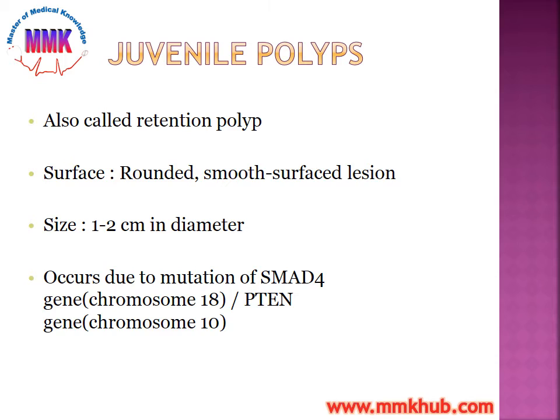Next type of polyp is the juvenile polyp, which is also called retention polyp. Surface of the polyp is rounded and smooth, and the size is approximately 1 to 2 cm in diameter. Association is with the genetic mutation of SMAD4 on chromosome 18 and PTEN on chromosome 10.